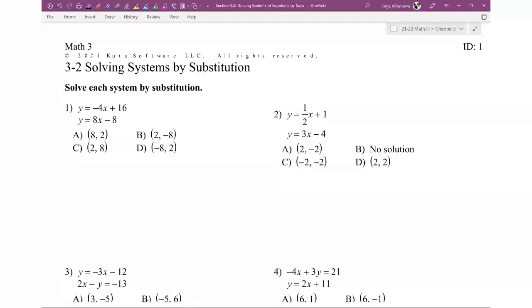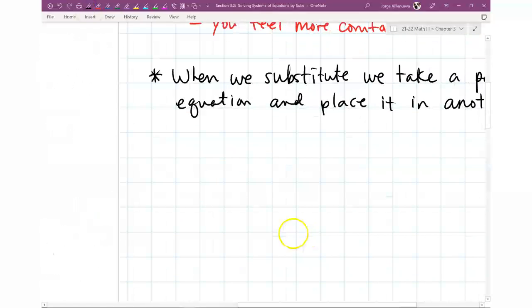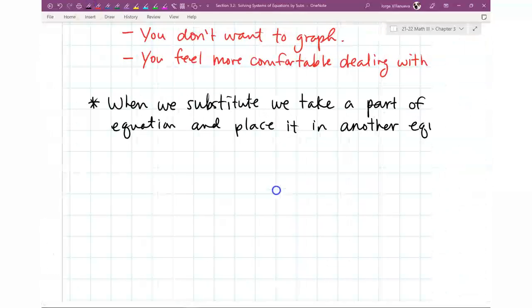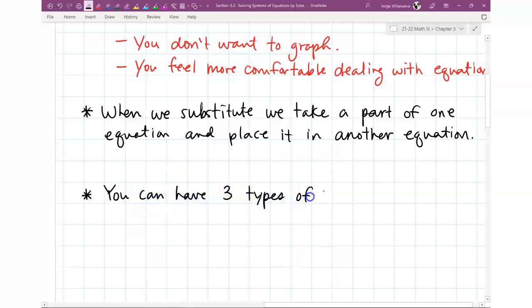But let me just give you a little insight into no solution and infinitely many solutions, so we can see if this is what happens with number 2. Okay, so you can get 3 types of answers. Let me put this right here. You can have 3 types of solutions. Okay, so I'm going to describe all 3 of them.